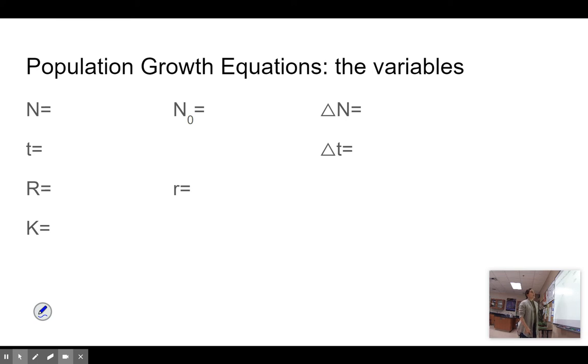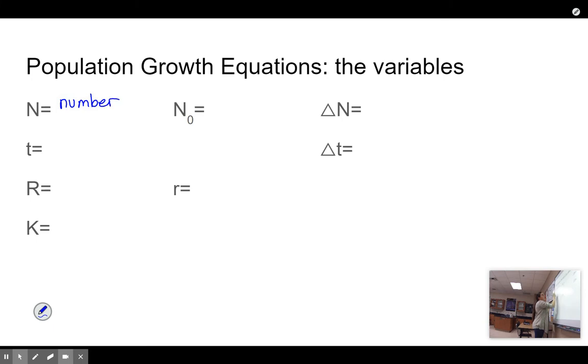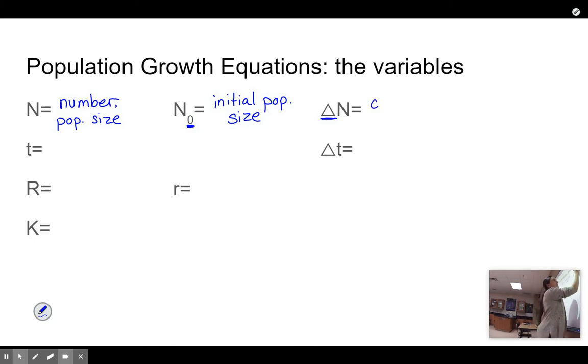So the first one up here is a capital N. N is just, you can think of it standing for number, but it's the population size. It's the number of individuals in the population. N at time 0 is your initial population size. So it's the number of individuals that your population starts with at the beginning of your calculation. Then the third one over here, hopefully you recognize this symbol. This triangle is a Greek letter delta. Delta N means change. That triangle means change, in this case, change in population size.